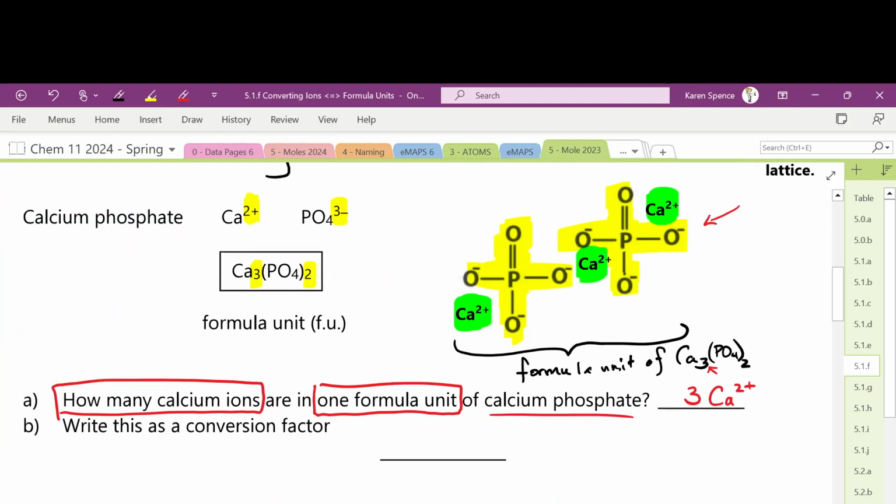Let's write this as a conversion factor. We have 3, whoopsie, 3, I keep writing C instead of 3, what is wrong with my brain? 3 Ca2+ for every 1 Ca3(PO4)2. I should have made my line longer there.